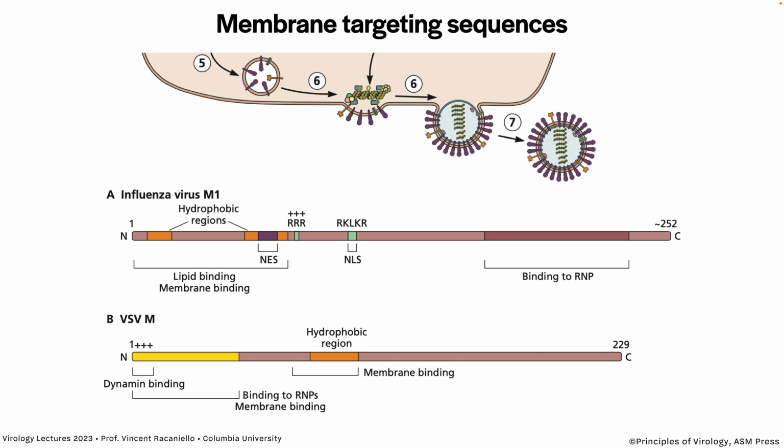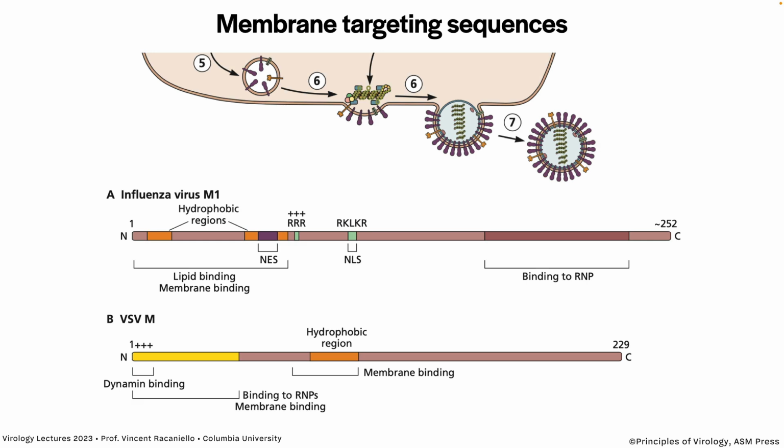And eventually those blue blocks will line the inner surface of the membrane there. So this is M1. It has a number of regions that are important. First of all, it has a nuclear localization signal. So it's made in the cytosol, gets shipped into the nucleus. And then it's going to bind the RNP in the nucleus.